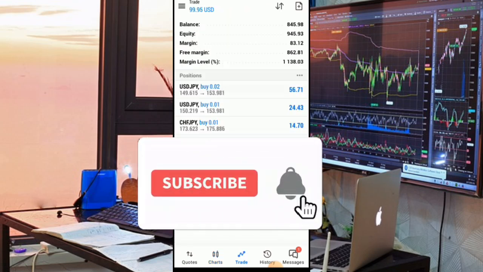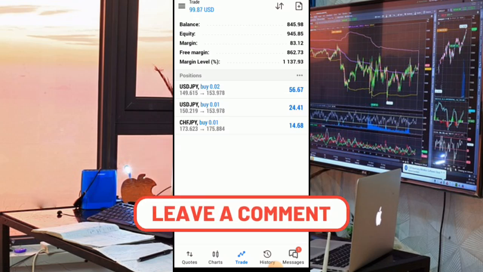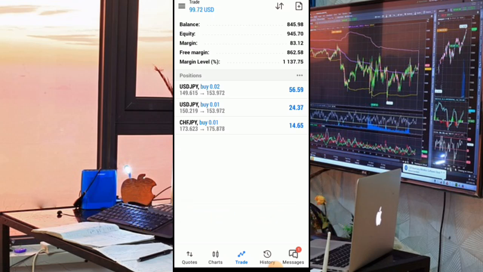So, guys, as you can see, we are still on the winning side. Everything is going amazingly well. The pairs we're on are USD JPY, where we've got two entries, and then CHF JPY. Guys, I truly regret that I used a smaller lot size over here, because if I had used 0.02 like I did on this one, I was going to be making a lot of money here.